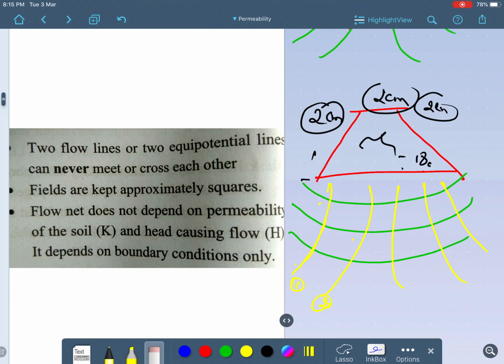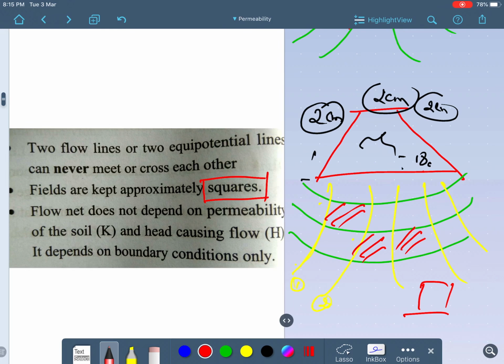Fields are kept approximately square. I already told you, all the fields, this is field 1, field 2, field 3. Almost it will be kept as a square. This may be an objective question.